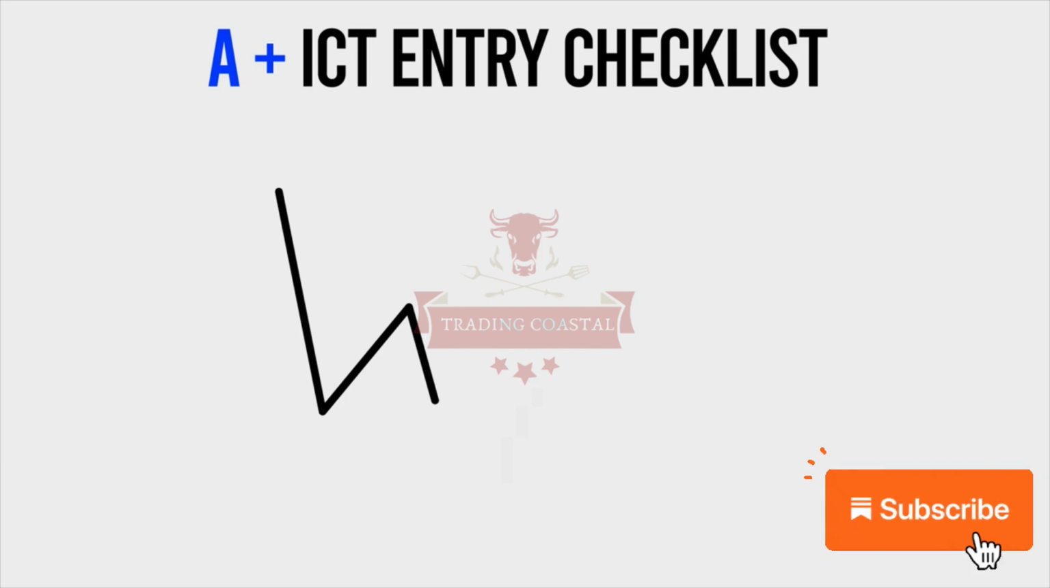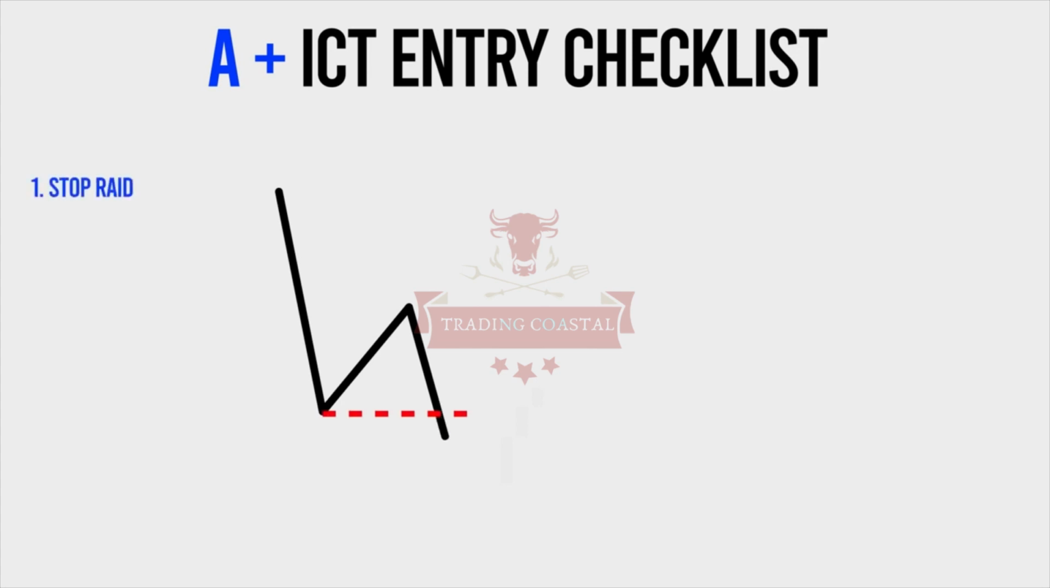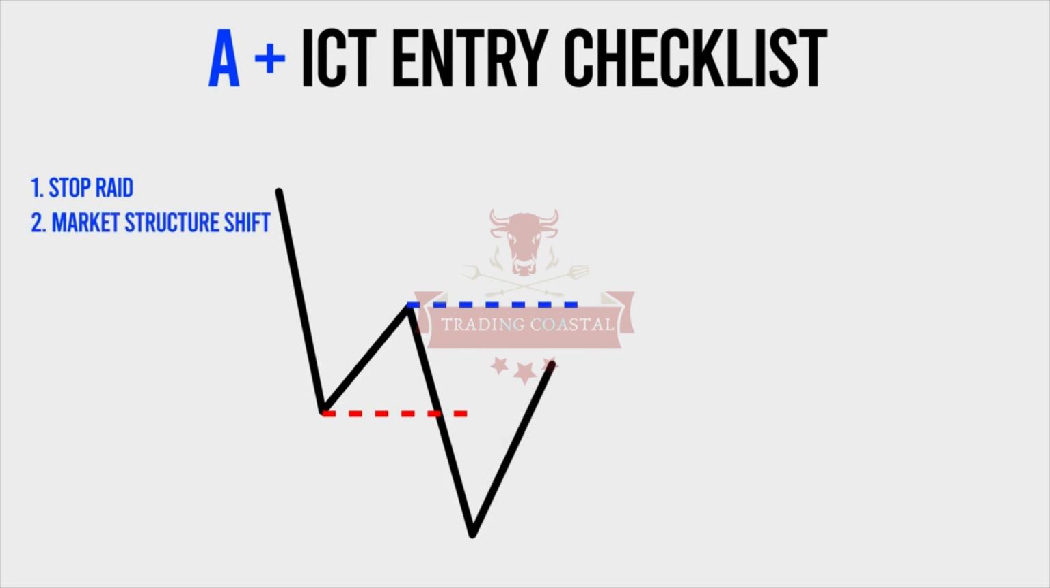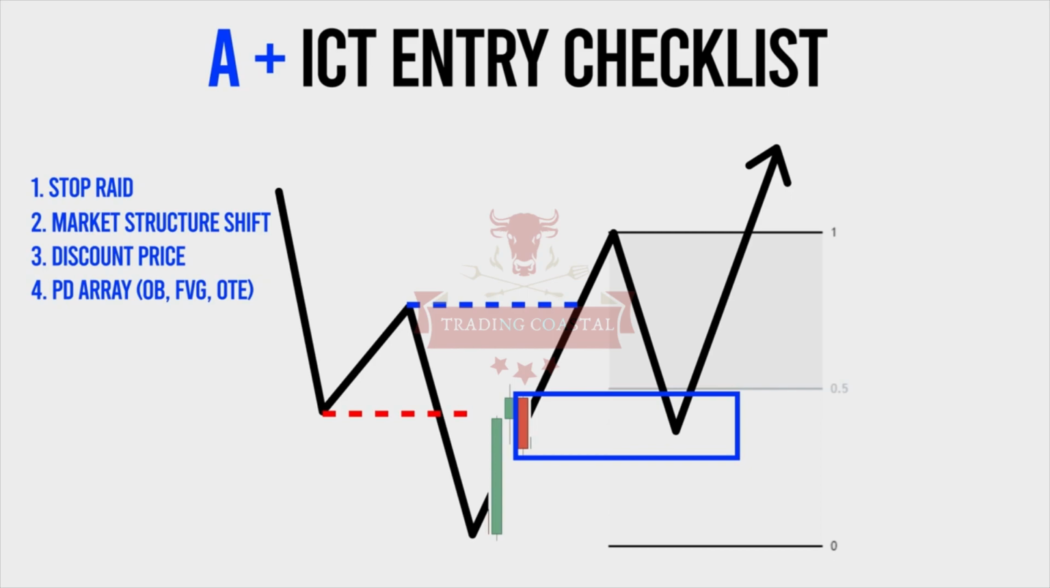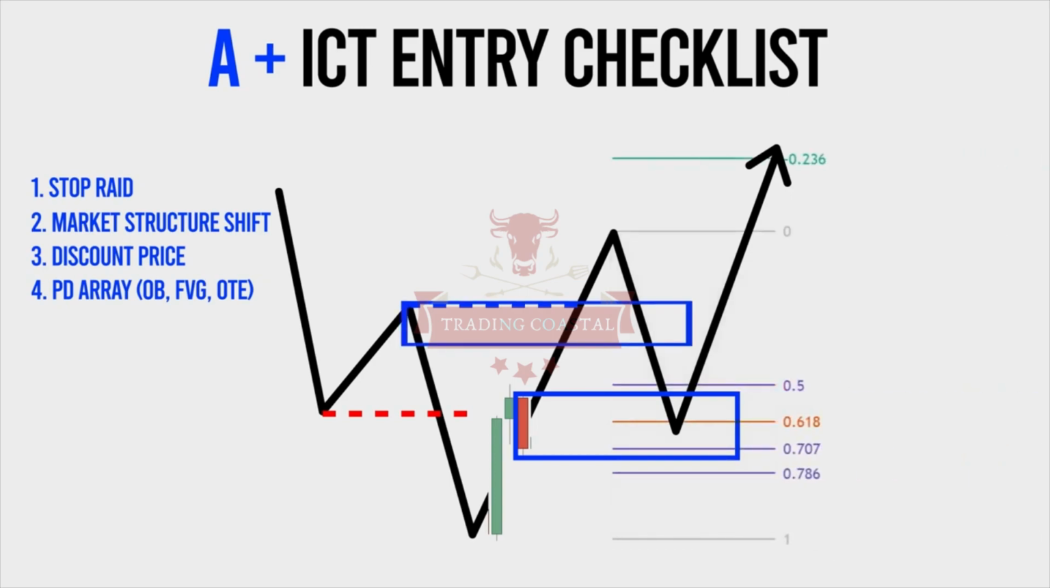When using this checklist, I focus on several key aspects, which we will discuss in sequential order. The initial aspect I prioritize is a stop raid, which indicates that a low point was established and subsequently breached. Next, I search for a market structure shift or displacement, signifying the forceful break of a previous high. Furthermore, I pay attention to areas of discount, often favoring price movements back into a discounted range. Another factor I consider is the presence of a PD array, with a preference for a fair value gap or an order block. Additionally, I may utilize an OTE or breaker block within this context.